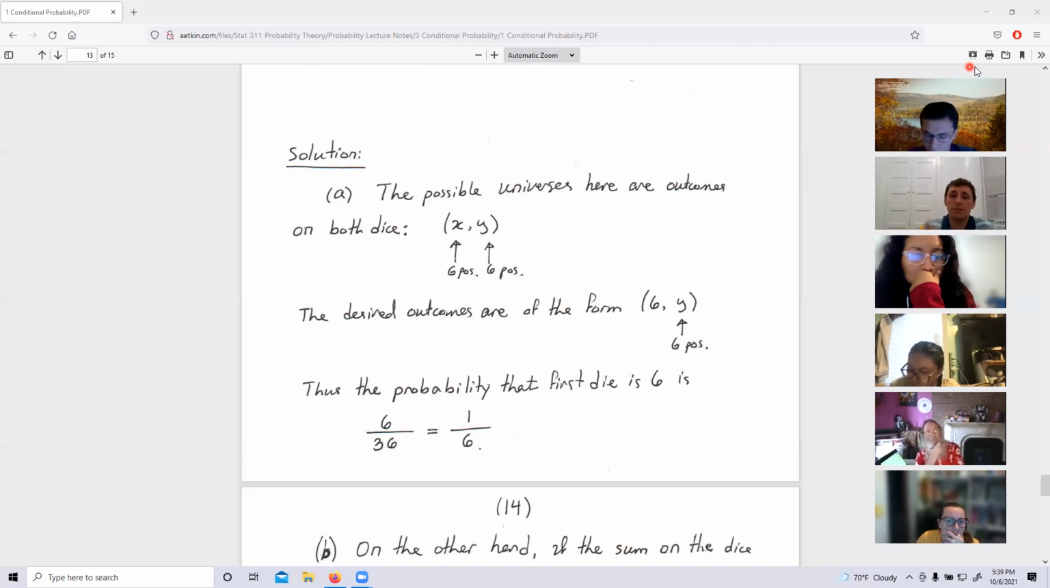But what happened is that we cross the information out. It's incorrect to imagine that the second die was irrelevant. It just happens that we can scale both numerator and denominator by a factor of 6.